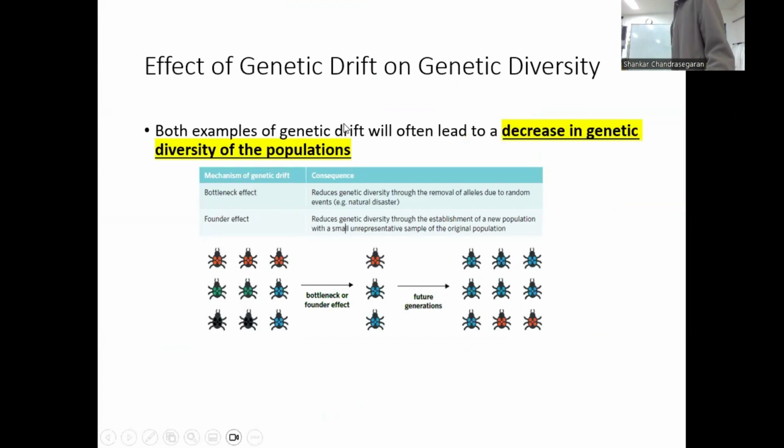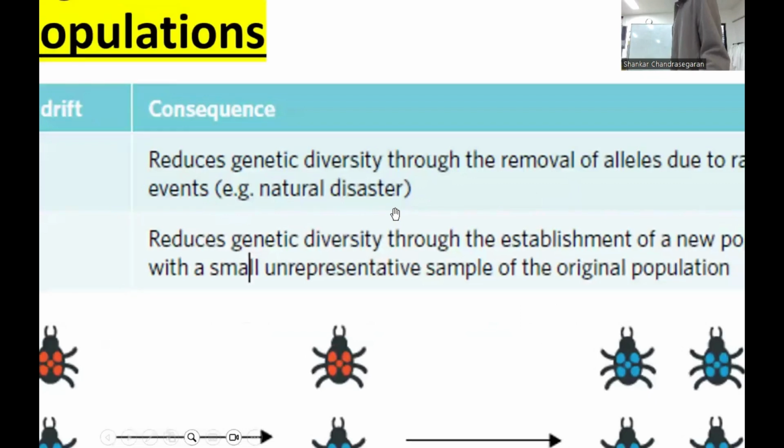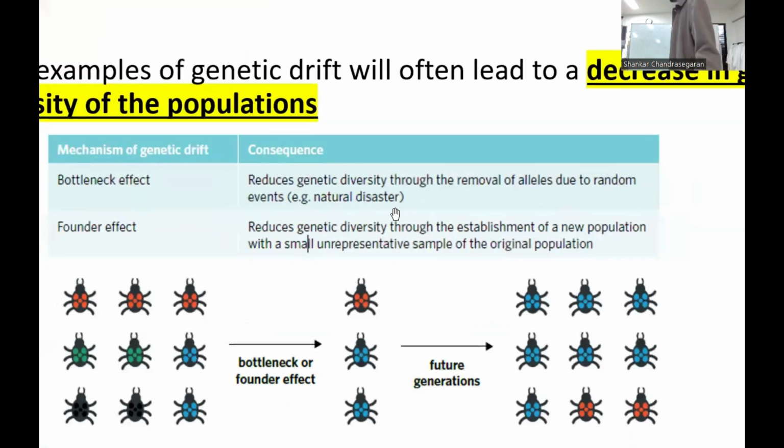Both examples of genetic drift often lead to a reduction in genetic diversity of the population, where basically the bottleneck effect will reduce genetic diversity through the removal of alleles randomly and unpredictably. It will remove a bunch of alleles from the original population, leaving behind whatever allele is left over to just reproduce and become prominent within that population.